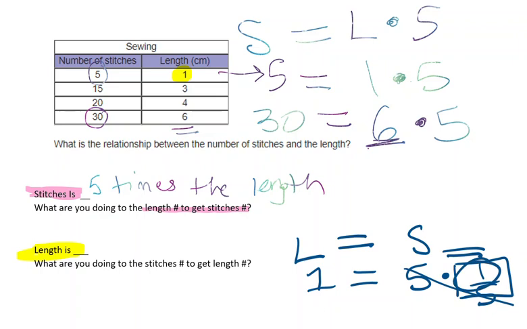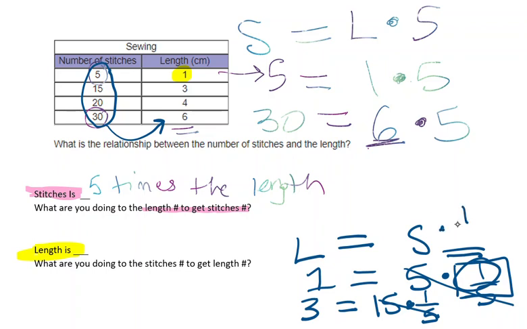So let's try another example. The length 3 is 15 times, well, again, I'm going to have to multiply by a fraction to make 15 smaller. 1/5. 15 divided by 5 is how I get back to 3. So it's like taking the stitches number and dividing it by 5, but the inverse of divide by 5 is multiply by the reciprocal, which is 1/5. And we're always using multiplication with our equivalent ratios. So that's why we say length is the stitches number divided by 5 or 1/5 times stitches. Because to get the 1, I had to multiply 5 times 1/5.